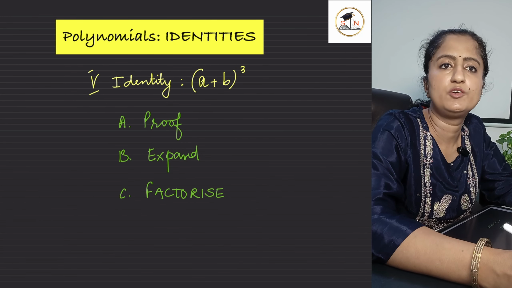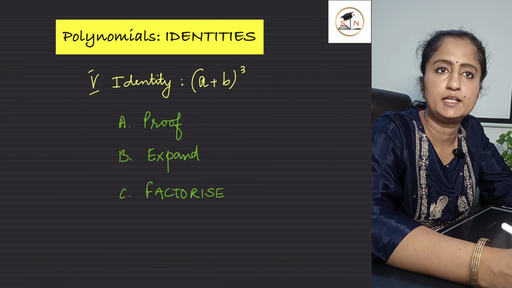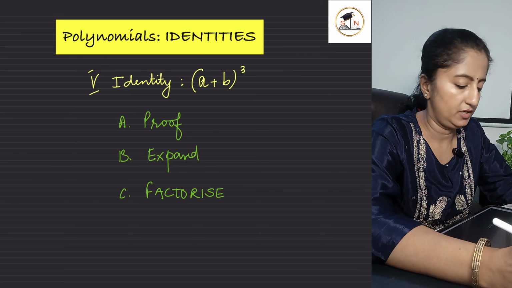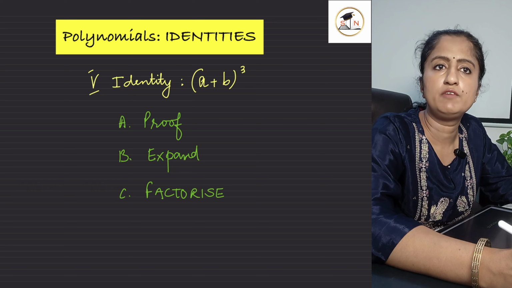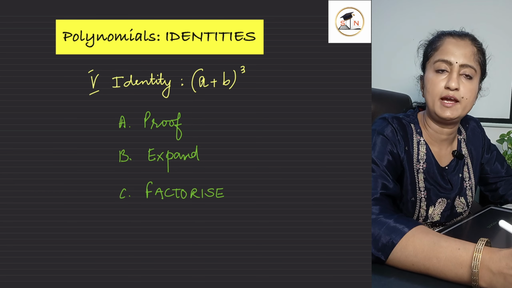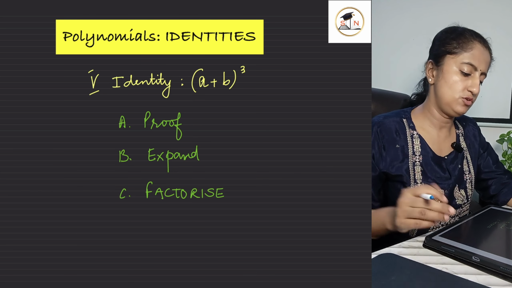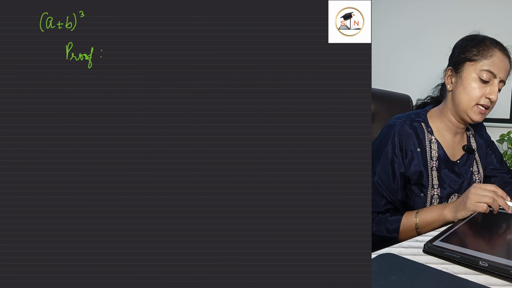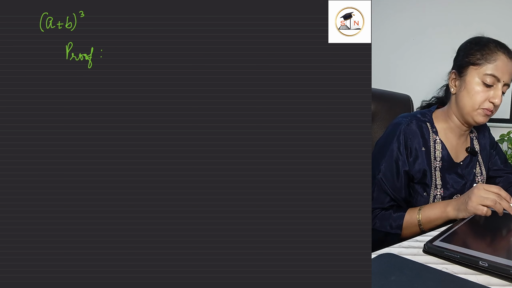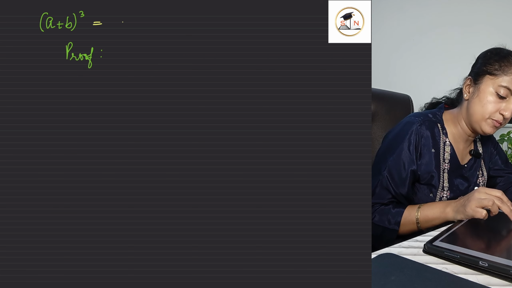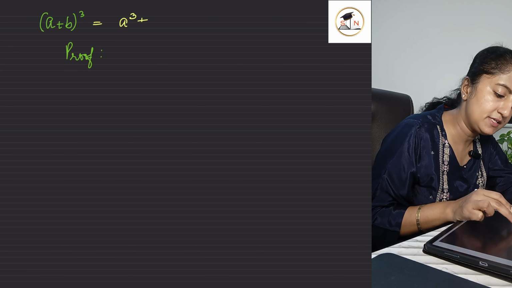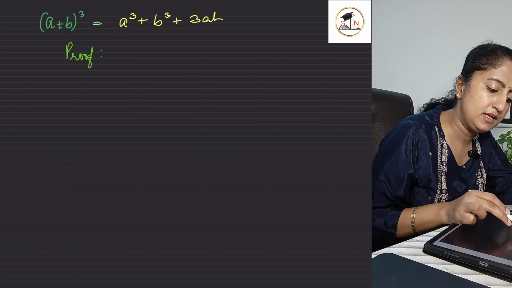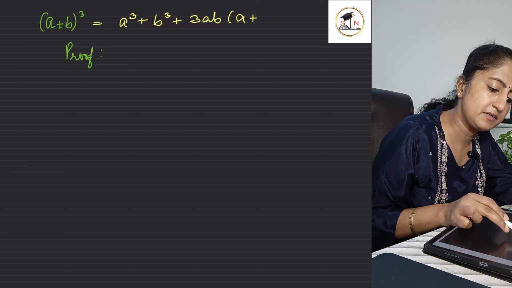Everyone, in this video we are going to start learning the fifth identity, and that identity is (a plus b) whole cube. As per our previous pattern, we will be doing proof, expansions and factorization. So let's start. First of all, we will write the whole identity. It is (a plus b) whole cube. The expansion says it should be a cube plus b cube plus 3ab times (a plus b).